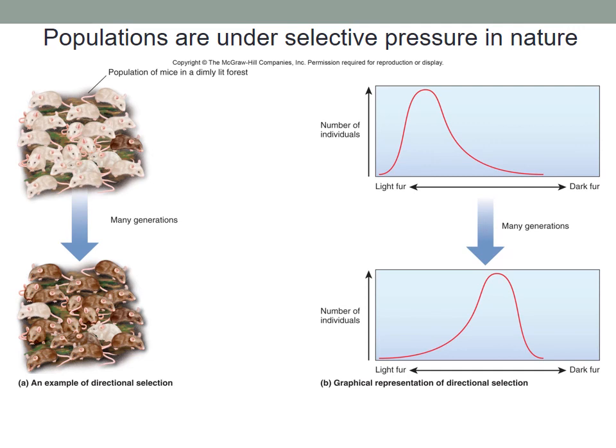So lots of generations can cause a shift in your P plus Q equaling 1, your allele frequencies, and your genotype frequencies.